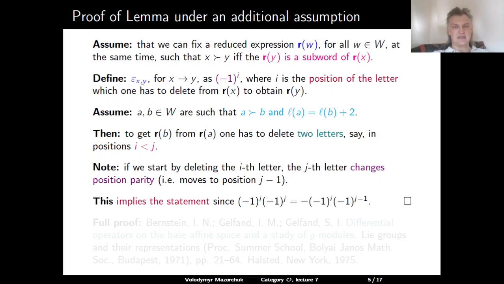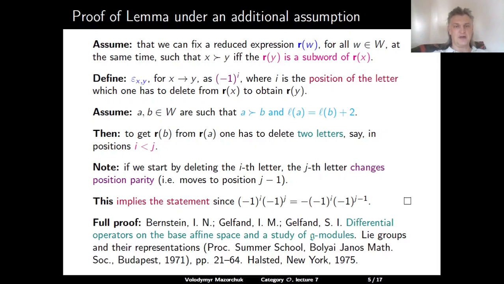This immediately implies our statement because, according to our definitions, one way in our square will be -1 to the power i times -1 to the power j. This is when we first delete j and then delete i. And in the opposite way, it will be -1 to the power i times -1 to the power j-1. And these two products differ by a sign. For the full proof, I refer to the original paper of Bernstein, Gelfand, and Gelfand, which is called Differential Operators on the Base Affine Space and the Study of g-Modules.